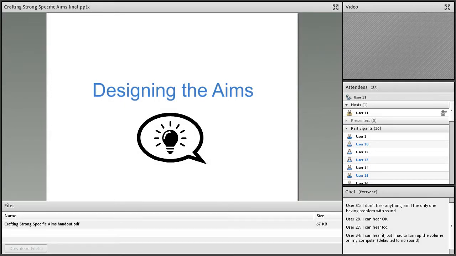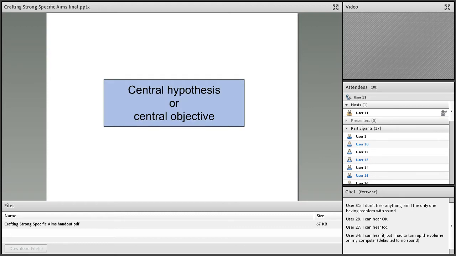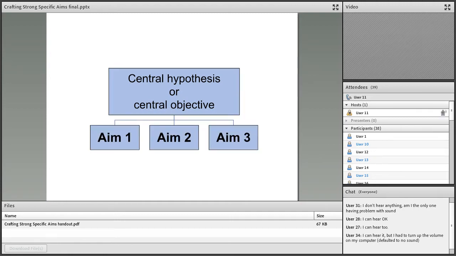Okay, so let's go on to talking about considerations for designing strong specific aims. So let's say you have an idea for a research project. Preliminary data have led to a hypothesis you want to test. Or instead of a hypothesis to test, you've identified a critical need and an objective that will fill that need. For example, you realize that an important problem could be solved using a device that doesn't exist yet, and your objective is to build that device. So you'll test this central hypothesis or accomplish the central objective through your specific aims.